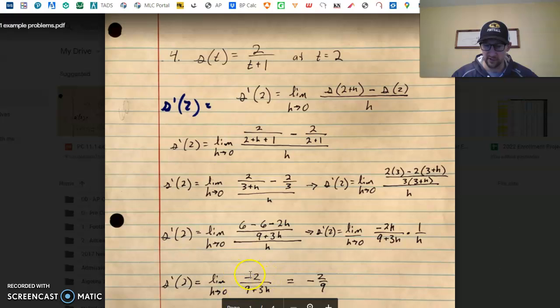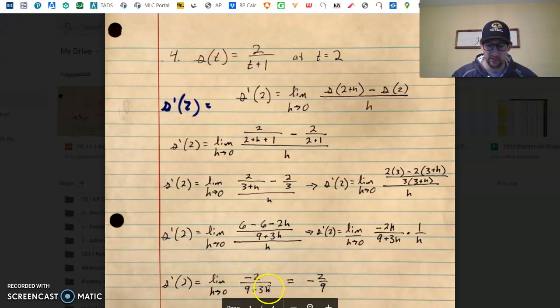Negative 2 is all that's left in the numerator. 9 plus 3h is in the denominator. I'm going to then find the limit of this expression as h approaches 0. And again, at this point, I can find this limit by direct substitution. Take 0 and plug it in for h and see what you get.